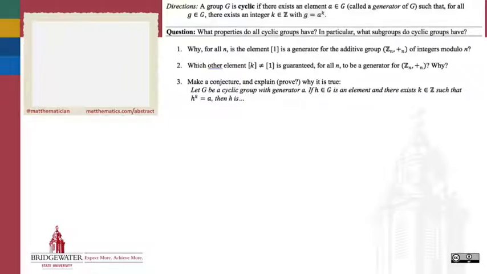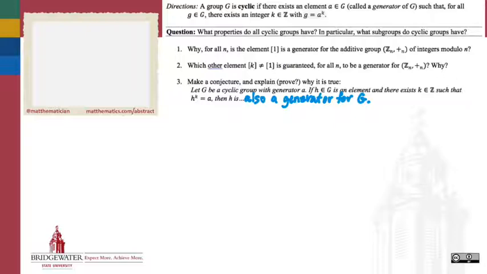So the question here is, if G is a cyclic group and has generator A, and if there's another element of that group called H, and if H to the K equals A, so in other words, if there's some power of H which gives me the generator A of the group, then what do we say about H? If H can generate the generator, then what do we say about H? That's the same conjecture that you all came up with. H is also a generator for the group. So that is a good hypothesis. Now the trick is proving it.